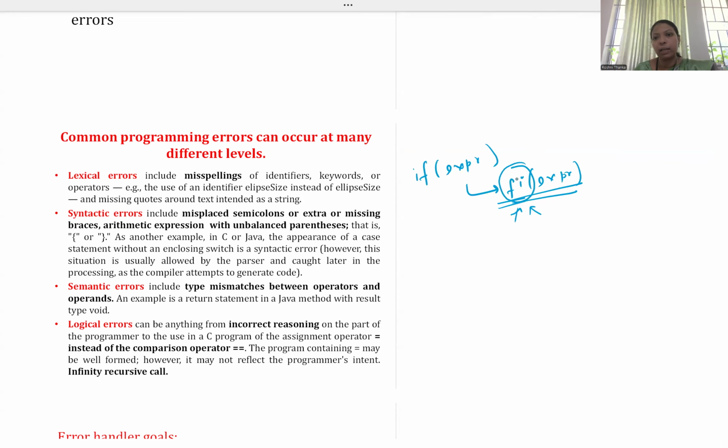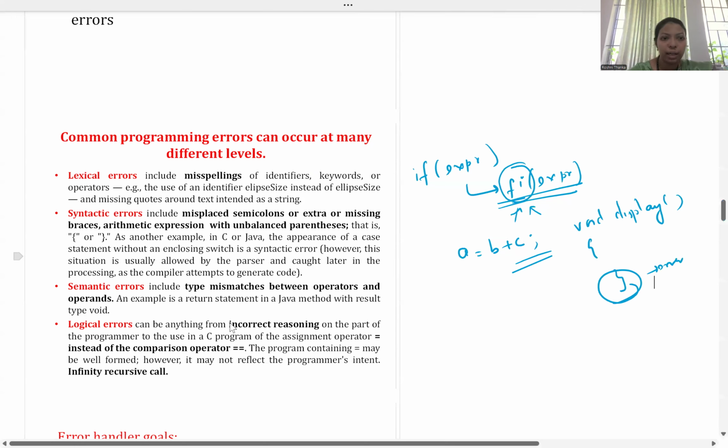What is a syntax error? For example, in A equal to B plus C, I have to put a semicolon in programming languages like C, C++, Java. If I am missing the semicolon, that is a syntactic error. And for example, I have a function, and in the function, if I start an open curly brace and forget to put the close curly brace, then this is also an error. These are all syntax errors.